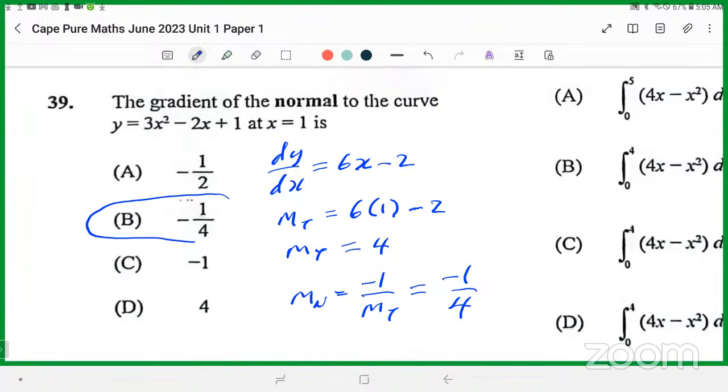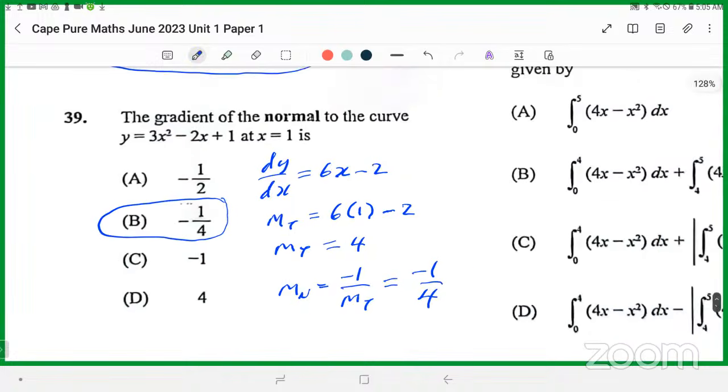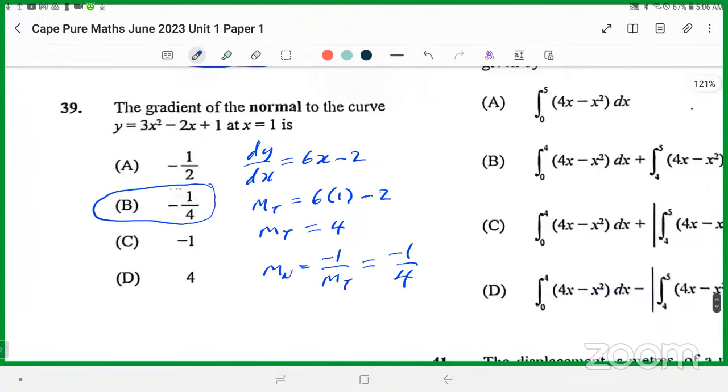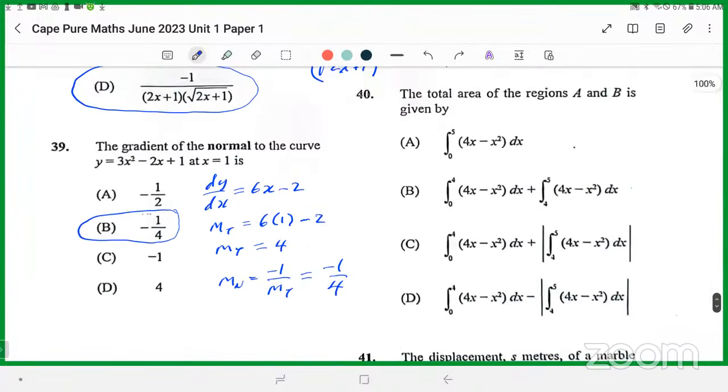This one, my students could do this one as well. So the gradient of the normal. That's it. That's the gradient of the tangent, dy by dx at x equals 1.